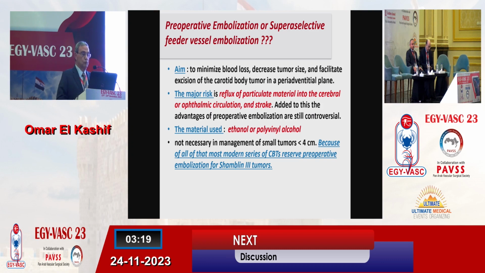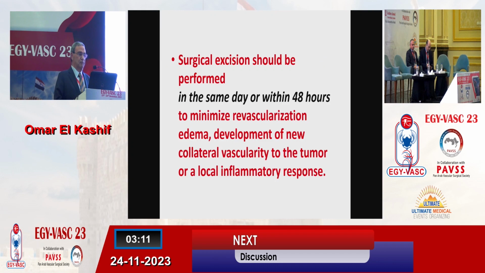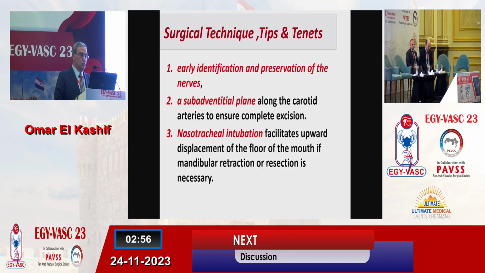So because of all of that, it should be done in Chamberlain type 3, or if the tumor is more than 4 centimeters. Surgical excision should be done the same day or within 48 hours of performing preoperative embolization to minimize revascularization and development of collaterals to the tumor.